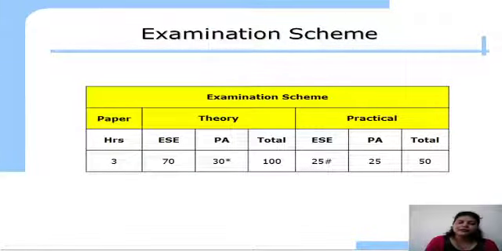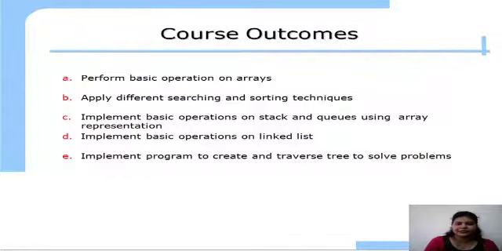This is the examination scheme for your subject. You have total 100 marks for theory and 50 marks for practical. Among 100 marks of theory, 70 marks for your final theory paper and 30 for your internal marks. In internal marks, 20 marks for your unit test and 10 marks for your micro project. And in practical, 25 marks for your manual and 25 marks for your external practical examination.